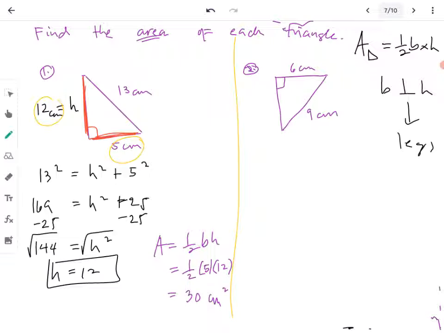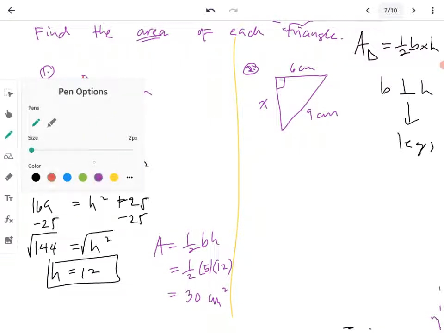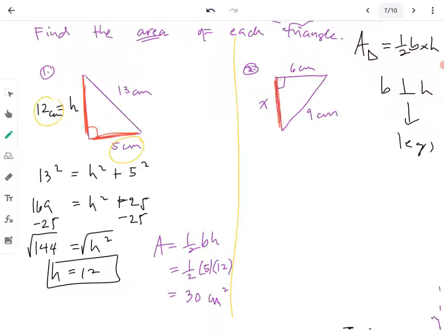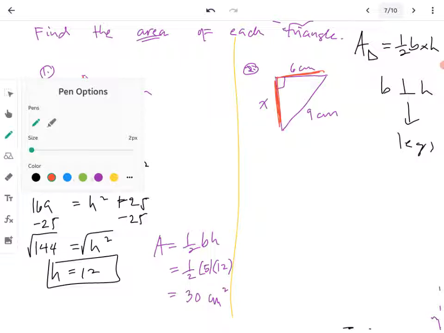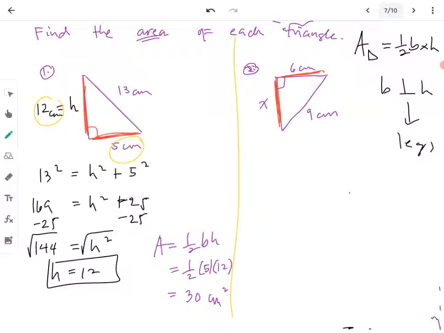In number 2, it's the same. We do not have the height again. Or we can simply let this as x, because we need this to find the area of the triangle. We need this measure and this measure, but the other measure is unknown, so we will use again the Pythagorean theorem to solve for this x and use that later to find the area.